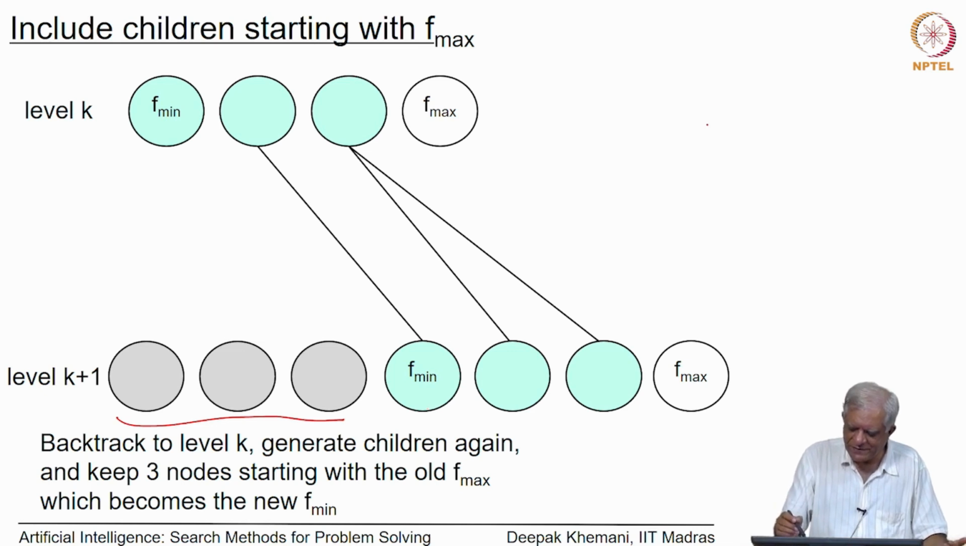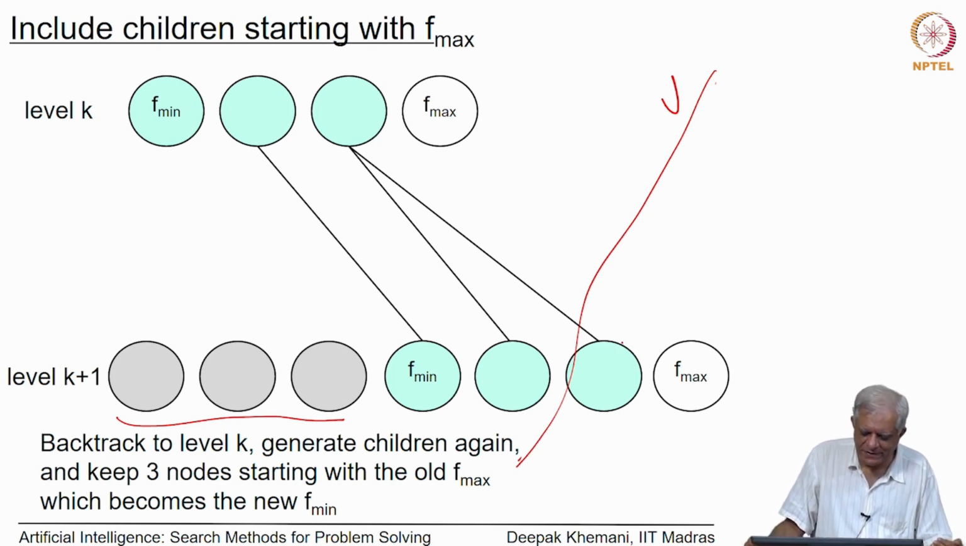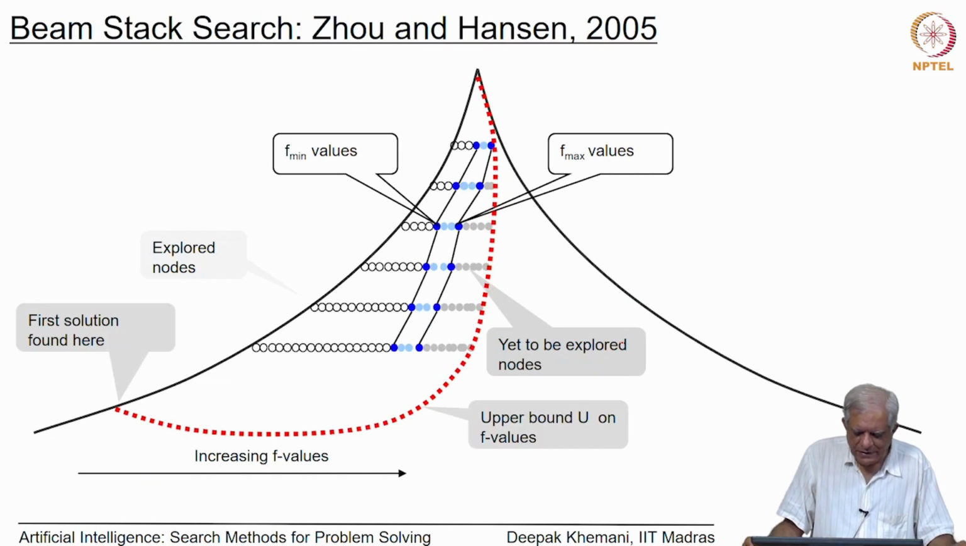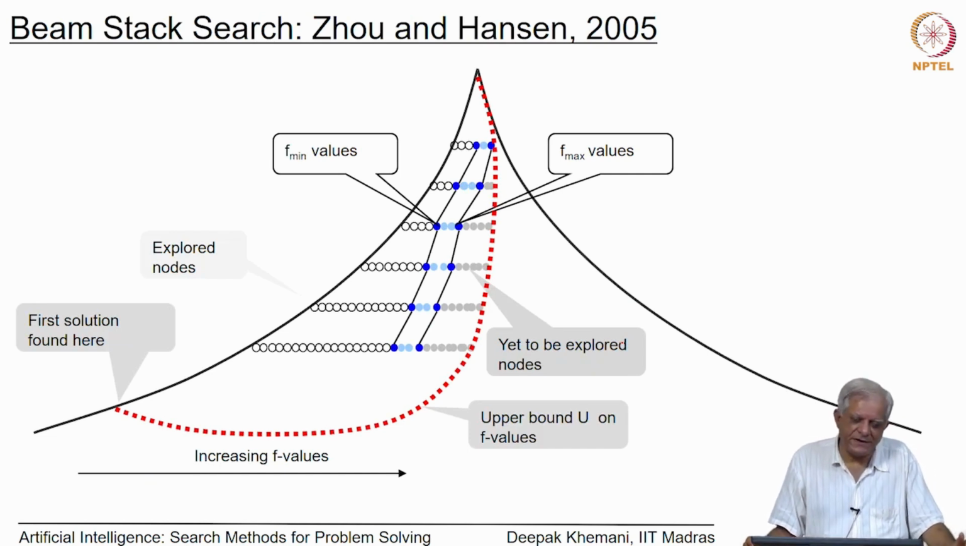Now, obviously, if we have somewhere along this that upper boundary, then we would not go beyond that boundary essentially. So, this is the basic idea of backtracking. Use these f min and f max values to go back to the parent and regenerate their children and select the appropriate ones as dictated to you by the f min and the f max values. In fact, as dictated to you by the f max value. So, this is how beam stack search looks like.